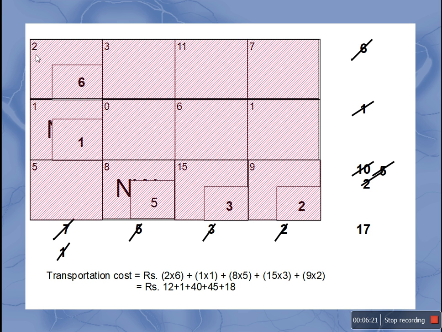After verifying the allocations we have to find out the transportation cost, which is nothing but the allocation number times the cost value. 2 into 6 plus 1 into 1 plus 8 into 5 plus 15 into 3 plus 9 into 2, which is equal to 116. This cost may vary depending on the method. Here we have used the northwest corner rule and we have got the number 116. For other methods this cost can vary. In the next videos we will discuss the other solution methods. Thank you.